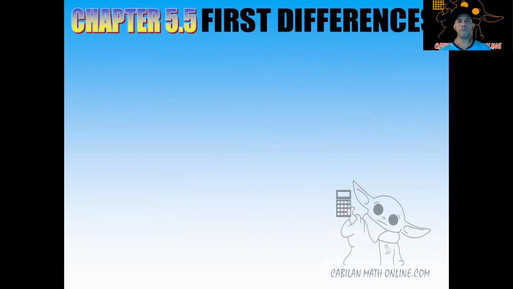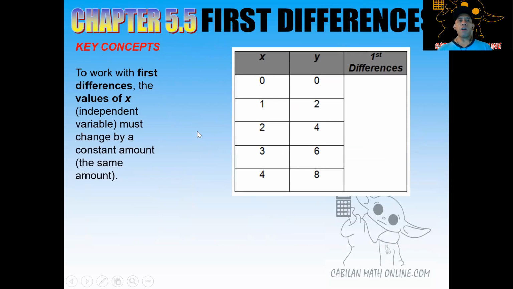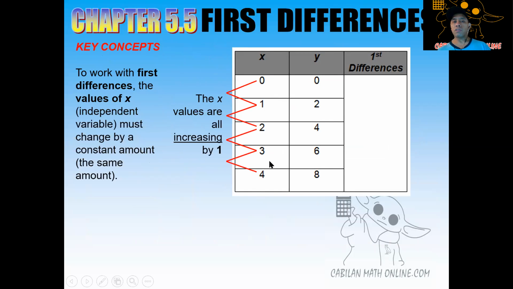All right, so what exactly are first differences? Well, when you're given a table of values like this, first differences are the differences between the y values. But before we do that, you should always double check to see if the x values are all going up by the same amount. If you take a look at the x values over here, notice that as we go from the top all the way to the bottom, each of these numbers is going up by 1. As long as it's going up by the same amount, then what we can do next is calculate the first differences, which are the differences of the y values.